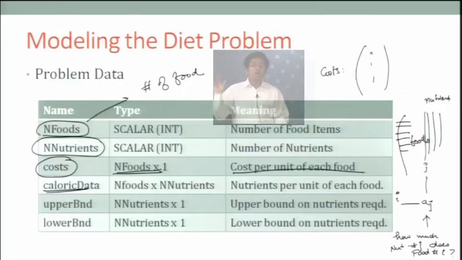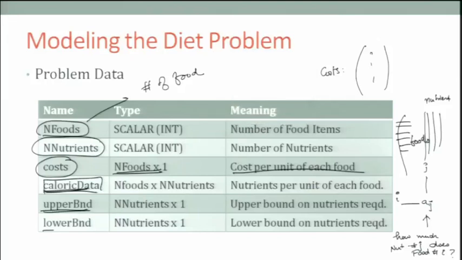So we can talk about how much of vitamins do carrots give us, or how much of carbohydrates does rice give us. And these are entered in this matrix called caloric data. Okay, and we have the Excel spreadsheet for that matrix given to you already that you can look at at your convenience. We have an upper bound and a lower bound on the number of nutrients.